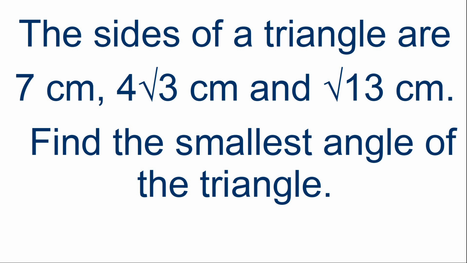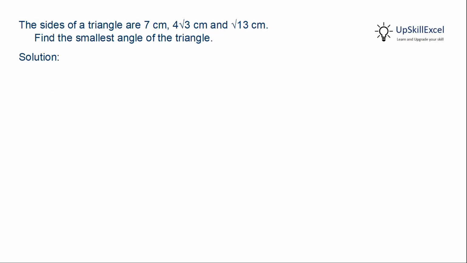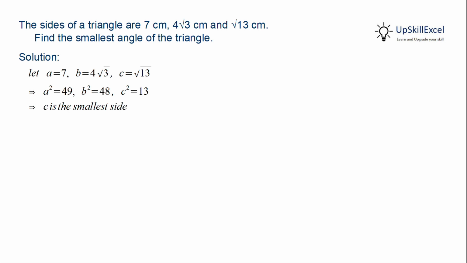The sides of a triangle are 7 cm, 4 root 3 cm and root 13 cm. Find the smallest angle of the triangle. Now we know in a triangle the smallest angle corresponds to the smallest side. So we have to first find which is the smallest side. So let a equal to 7, b equal to 4 root 3 and c equal to root 13, which implies that a square is 49, b square is 48 and c square is 13. So clearly we can see that c square is the smallest, which implies that c is the smallest side and angle C is the smallest angle.